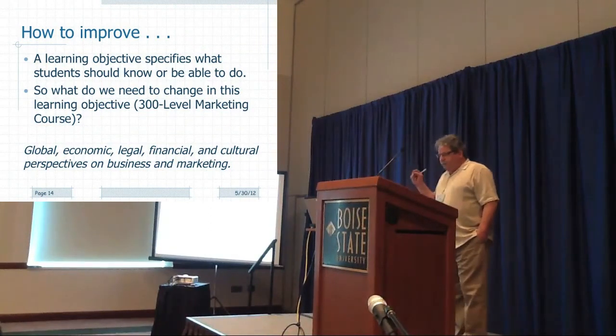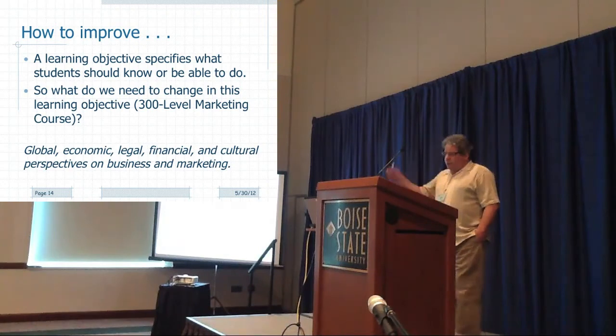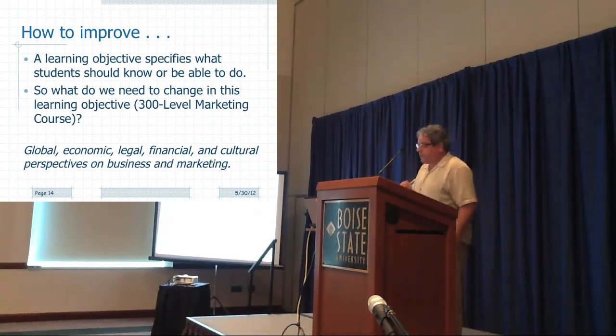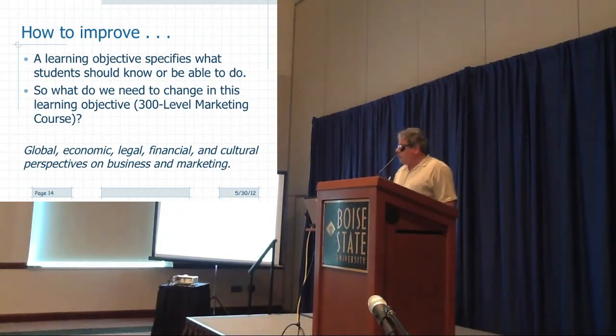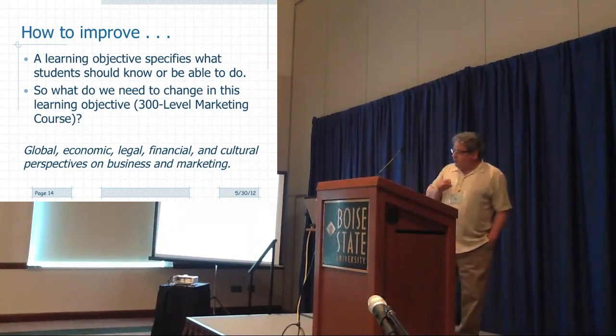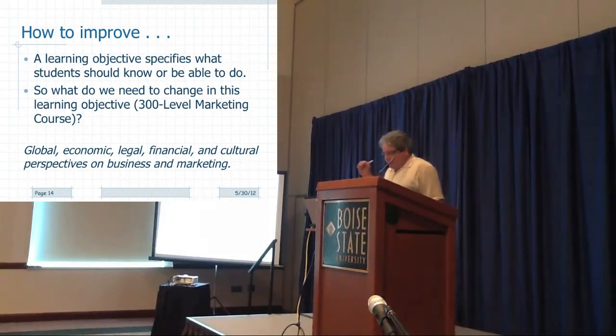If those are working definitions of what a learning objective is, and more specifically, a learning objective specifies what students should know or be able to do, take a look at this learning objective. What would we have to change to make it fulfill that function as a specification of what students should know or be able to do? Global economic, legal, financial, and cultural perspectives on business and marketing. That's not even a sentence.